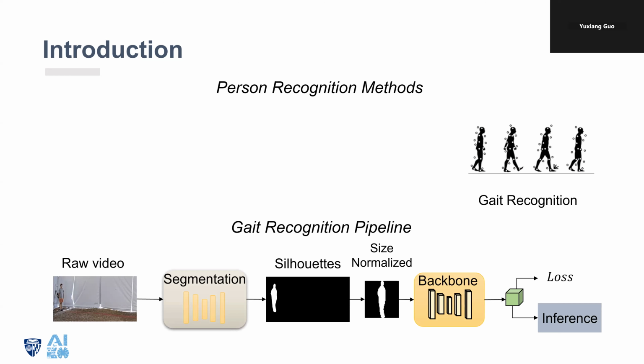For gait recognition, most of the pipeline is like this. It takes the original video as input and does the segmentation to get the silhouette, and then it normalizes the size into the same 64 times 64. And then this normalized silhouette goes through the backbone to get a representation. This representation is used to calculate the loss for training to optimize the backbone. And for inference, it will be used to represent the clip.